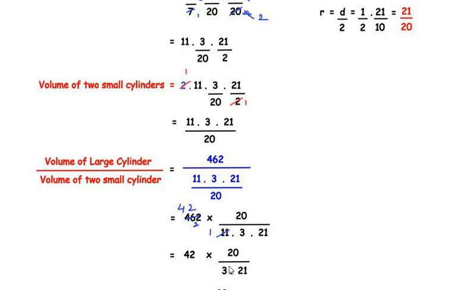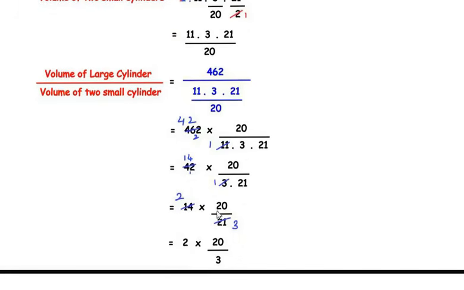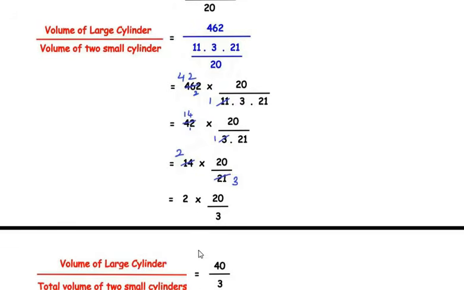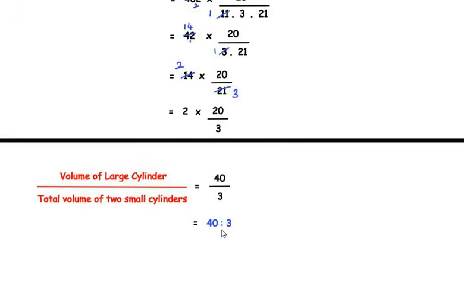Now we can divide 42 by 3, that is 3 1 times is 3, so we get 1 as a remainder, giving us 12, so 3 4 times is 12. So here we have written 14 times 20 over 21. Now 14 and 21 go in the table of 7, that is 7 2 times is 14 and 7 3 times is 21. So we get 2 times 20 over 3, or we get the volume of the large cylinder over the total volume of two small cylinders as 2 times 20 gives us 40 over 3. Now writing it as a ratio, we get it as 40:3. So this is going to be our answer.